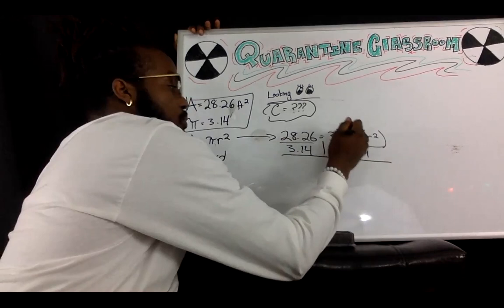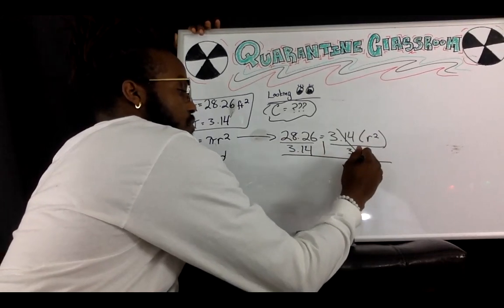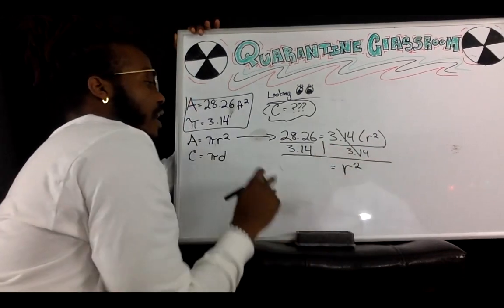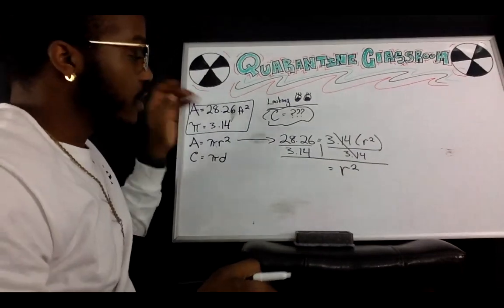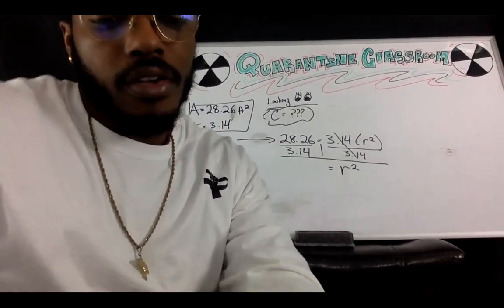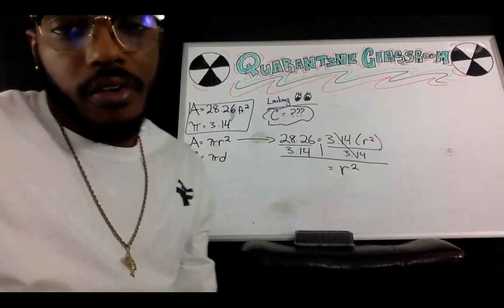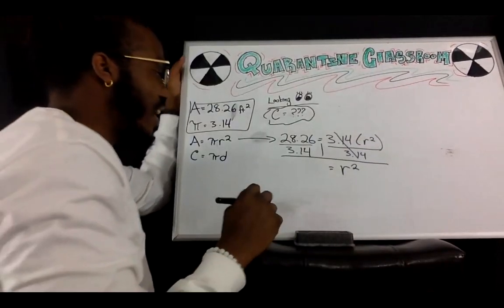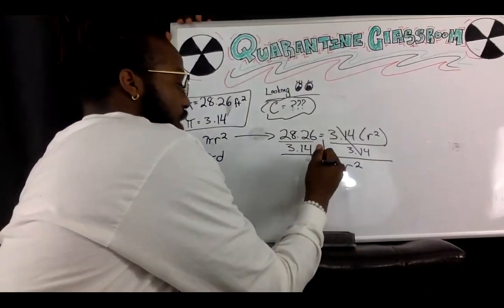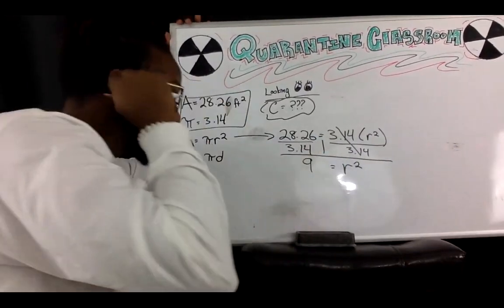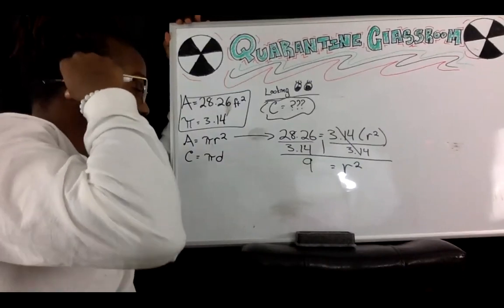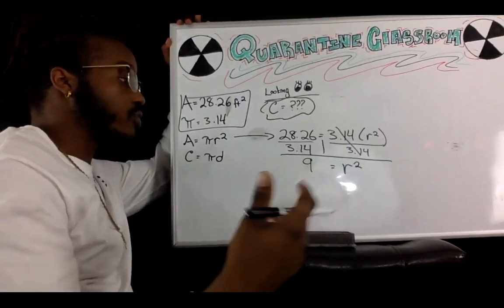3.14 divided by 3.14 cancels out. That just leaves me with r squared. And now I have 28.26 divided by 3.14, which gives me 9. This is one of those calculations that I wouldn't be mad if you put that in your calculator, as long as you're outlining the steps that show that you know what you're doing and why you're doing it.